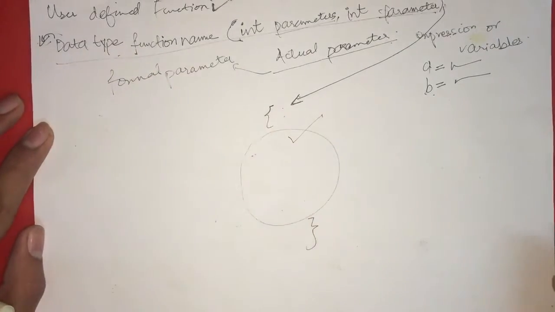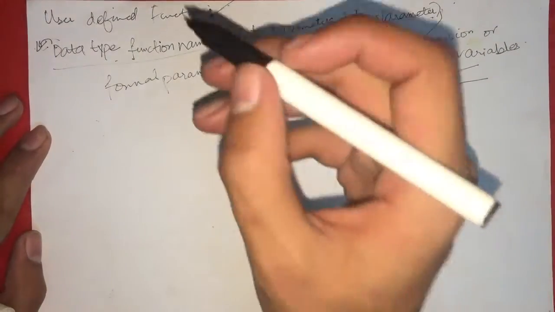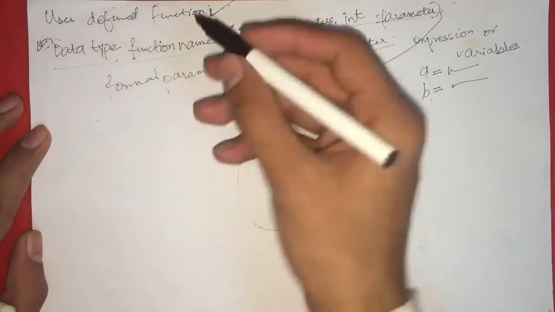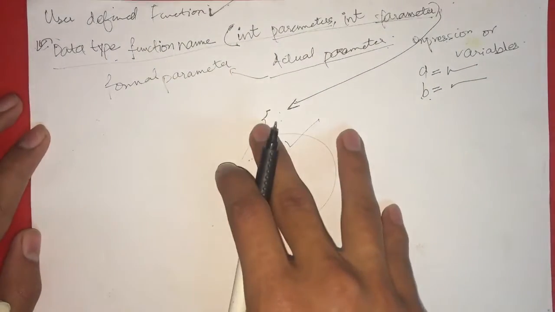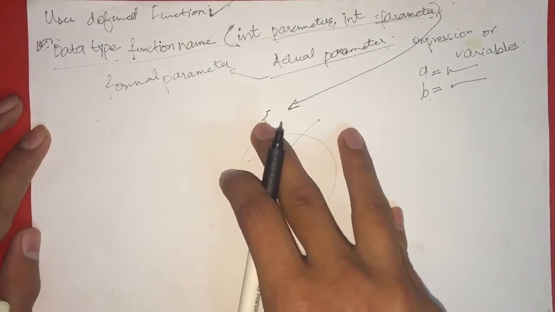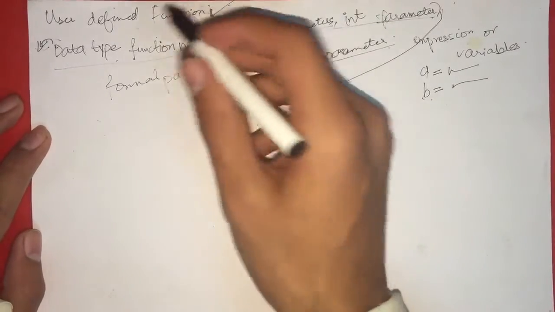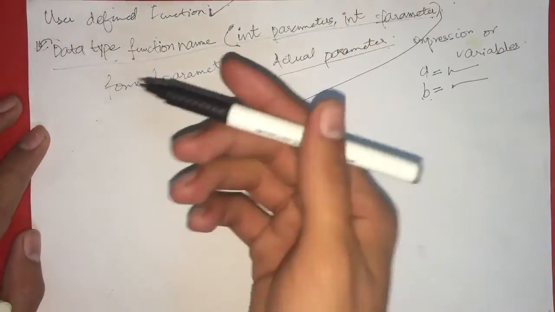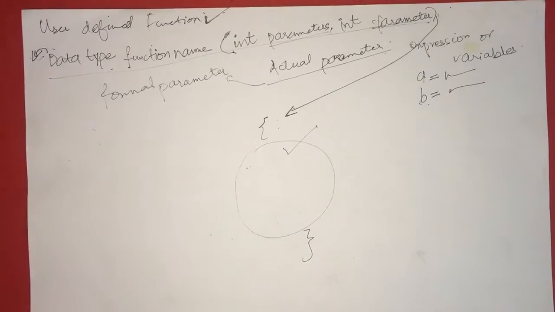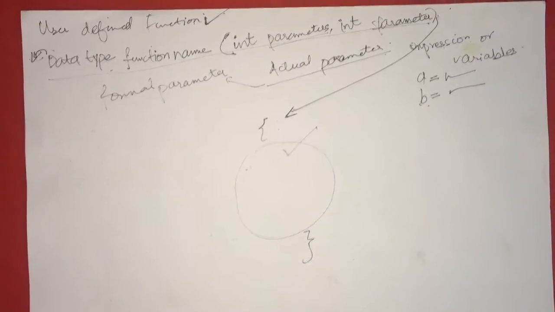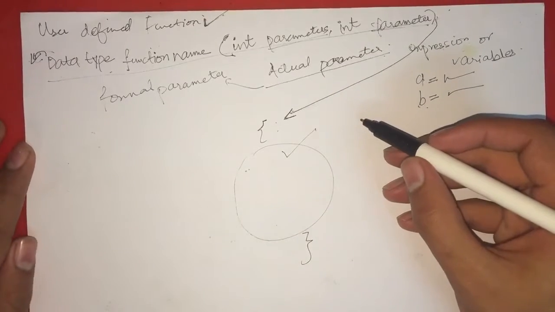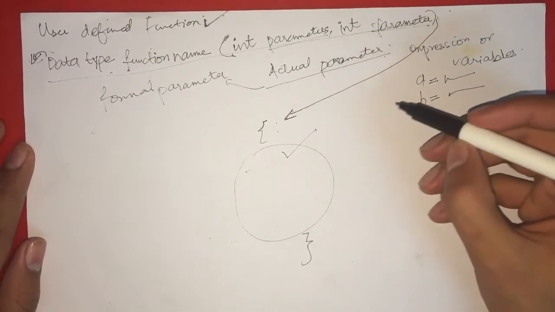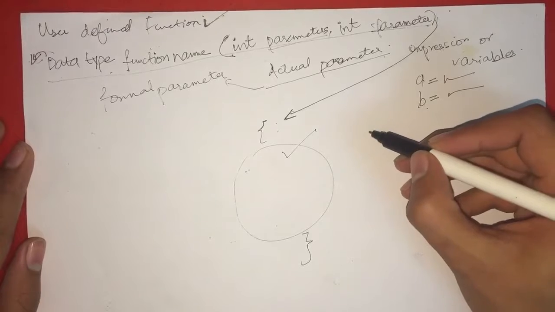Now let me discuss how you call a function. I'm just explaining it generally, so I'm not going to write out the function and the code. In general, if you want to call a function, what you're going to do is write the function name.